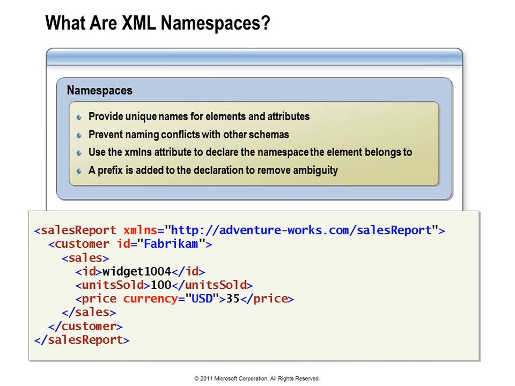By the way, this namespace does not apply to the attributes. So the ID attribute identifying Fabricam as the customer and the currency attribute are not scoped by this namespace. So you could say that it's implied here that these attributes are scoped by the name of their containing element. There is a way, however, to apply namespaces to attributes, and I'll show you how to do that in a minute.